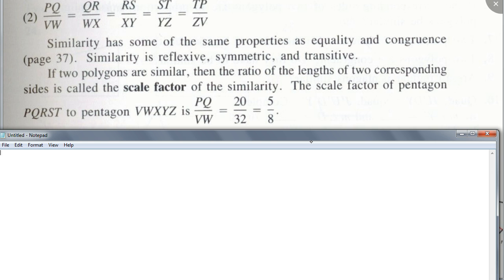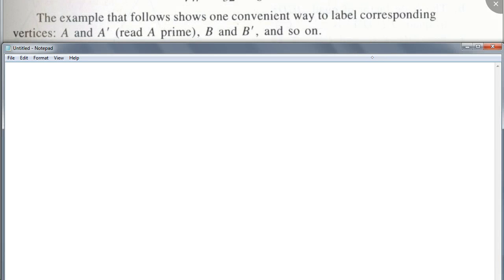Then, as I said before, write this down. If two polygons are similar, then the ratio of the length of two corresponding sides is called the scale factor. As we mentioned before, the scale factor of the example that we had up there was 5 to 8. Does that make sense? Yes? Okay, go ahead and write this down. I'll wait.